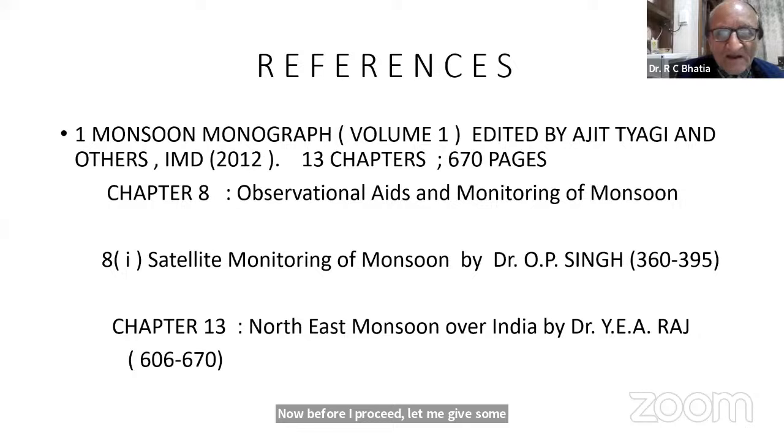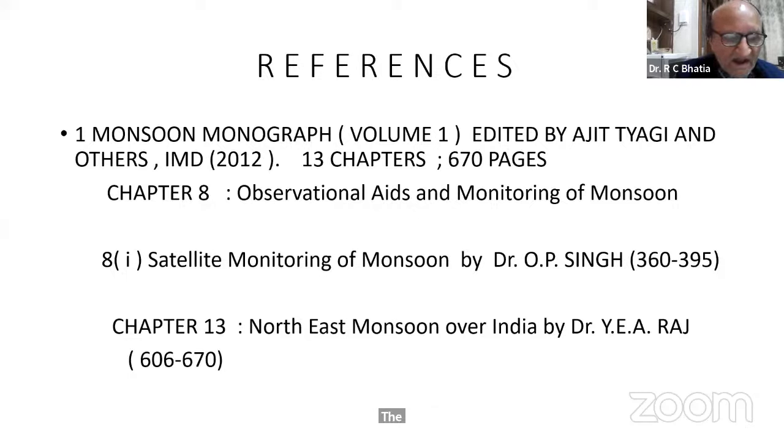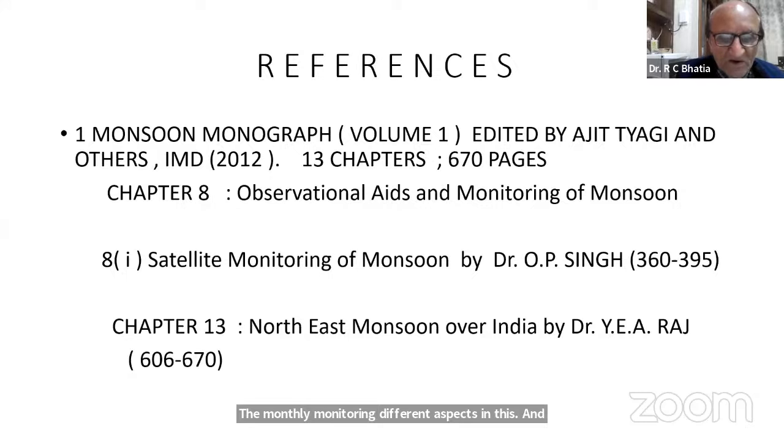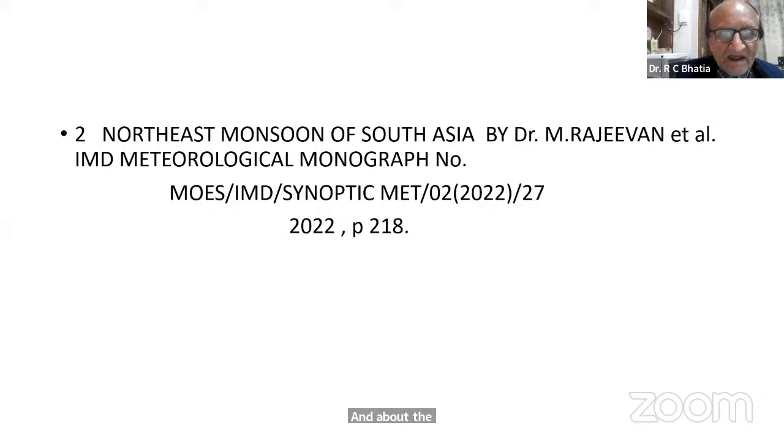First is the monsoon monograph, edited by Dr. Ajit Tyagi, and the number is here. It has 13 chapters. What is most important is chapter 8, Observational Aids and Monitoring of Monsoon by Dr. O.P. Singh. He has covered extensively the different aspects of monsoon monitoring in this publication. And there is another chapter 13 by Dr. Y.E.S. Raj about Northeast Monsoon. And about the Northeast monsoon, there is also a MET monograph by Dr. M. Rajeevan. It is 2022, quite recent, and details of this reference are here.